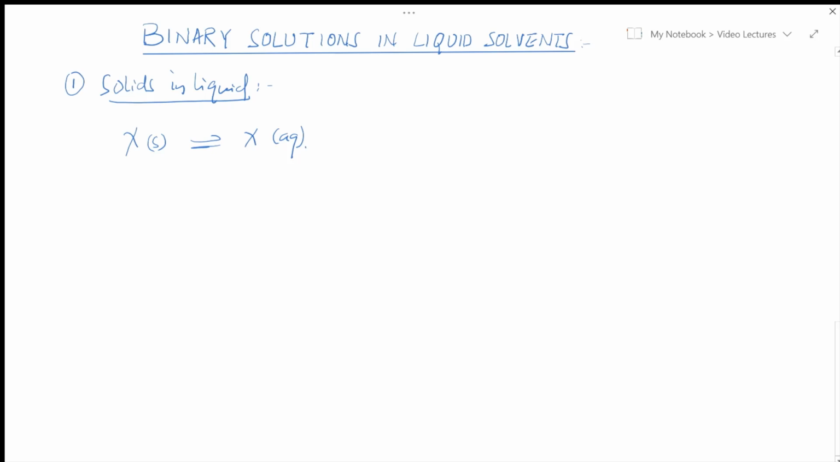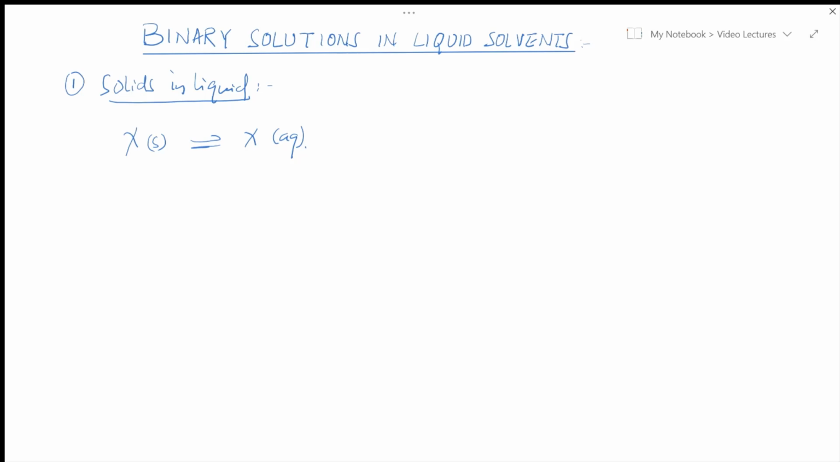Now, the solubility of the solid in a given solution depends on a number of factors, the primary factor being the nature of interaction between the solid and the solvent. As we should already be aware of, there's a general idea that like dissolves like. If it's an ionic compound, it will easily dissolve in a polar solvent. And if it's a non-polar substance, it will easily dissolve in a non-polar solvent. Like dissolves like is your go-to idea when it comes to checking solubilities of substances in a particular solvent.